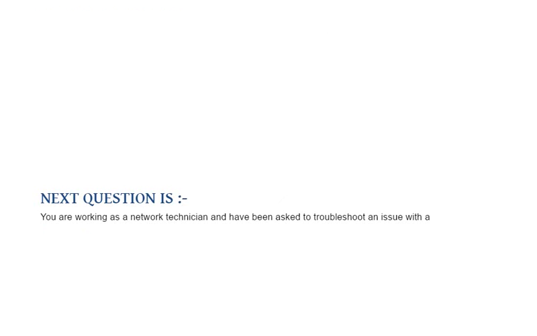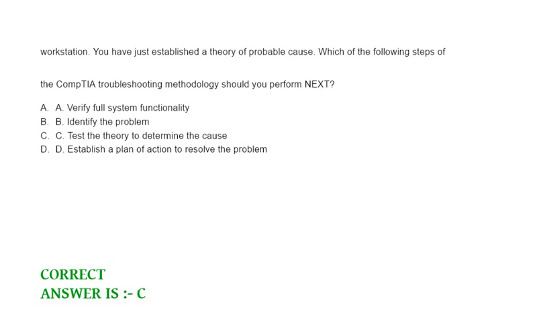Next question is, you are working as a network technician and have been asked to troubleshoot an issue with a workstation. You have just established a theory of probable cause. Which of the following steps of the CompTIA troubleshooting methodology should you perform next? Option A. Verify full system functionality. Option B. Identify the problem. Option C. Test the theory to determine the cause. Option D. Establish a plan of action to resolve the problem. Correct answer is option C.